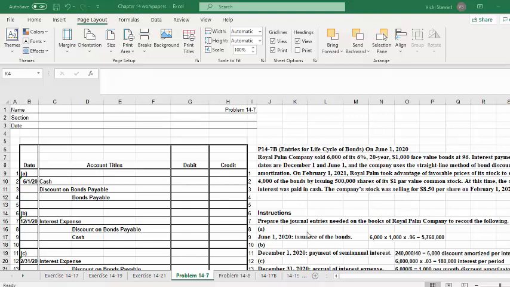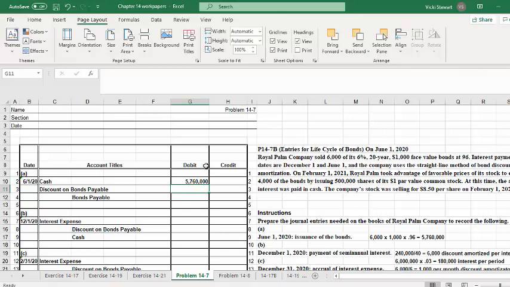And the first journal entry on June 1st, 2020 is to record the issuance of the bonds. The problem tells us that 6,000 $1,000 face value bonds were sold at 96. So when we multiply that, we get the proceeds for the bonds of $5,760,000. So that is the amount of cash that we would have received when the bonds were issued.